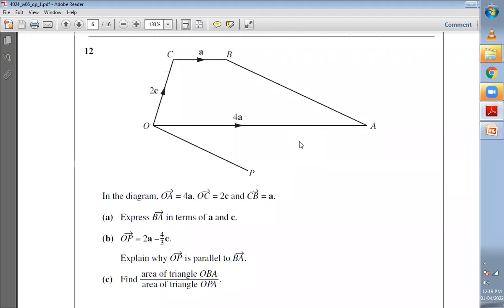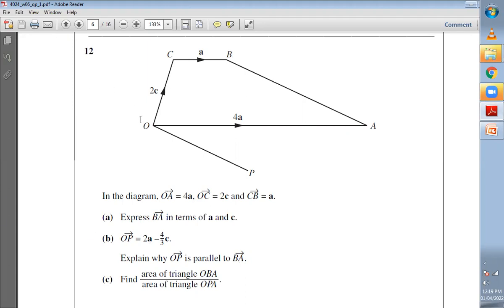Okay, now in the diagram, OA from O to A is 4A, and from O to C is 2C, and from C to B is CB. These two sides are parallel, as shown by the arrows. This is CB, that's A, and this is 4A, it's 4 times. So they are parallel to each other. So this whole thing is like a trapezium. It says express BA in terms of AC.